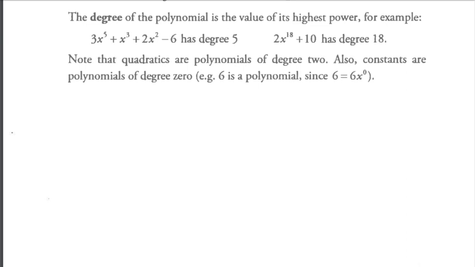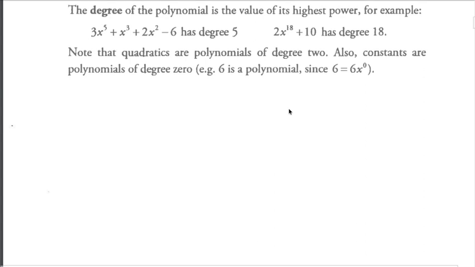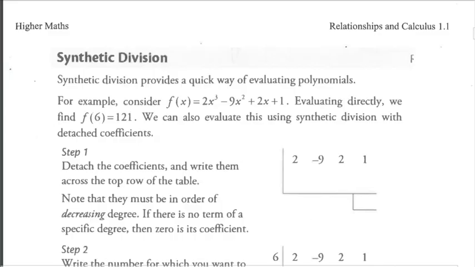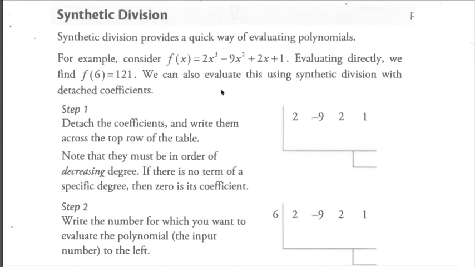And quadratics are polynomials of degree 2, because we may have x squared or 3x squared or negative 4x squared as the leading term. And constant terms or number terms are also polynomials, since 6 can be written as 6x to the power 0. So we're going to have a look at something called synthetic division. Synthetic division gives us an alternative way of evaluating for a given number.